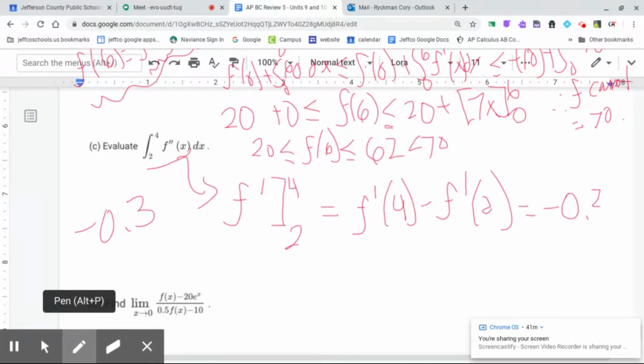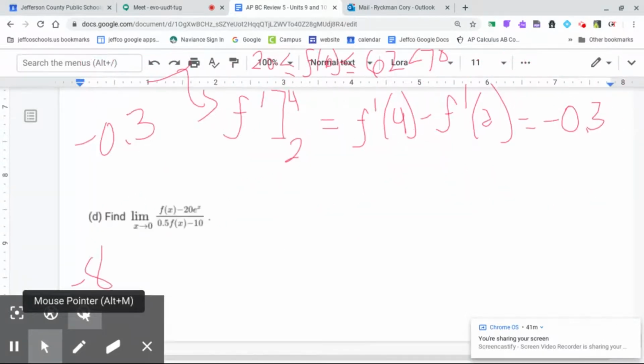All right? And finally, D. All right, here we go. I'm in the habit of just doing a mental estimate on this, because every time I see one of these, I think it's probably L'Hopital. And I think you'll agree that because f at 0 is 20, as given, you get 20 minus 20 to the 0, so the top is 0. Half of 20 is 10, minus 10, bottom is 0, so by L'Hopital.